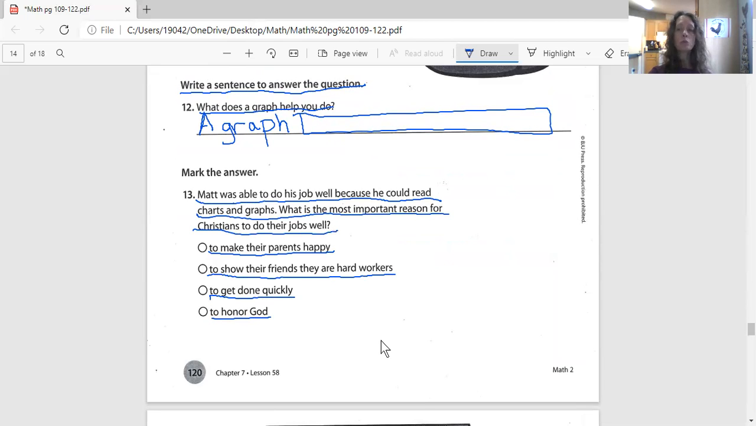If you think the most important reason for Christians to do their jobs well is to make their parents happy, color in this circle. If you think the most important reason is to show their friends they are hard workers, color in this circle. If you think the most important reason is to get done quickly, color this circle. And if you think the most important reason is to honor God, color this circle. Okay? I made some marks in there.